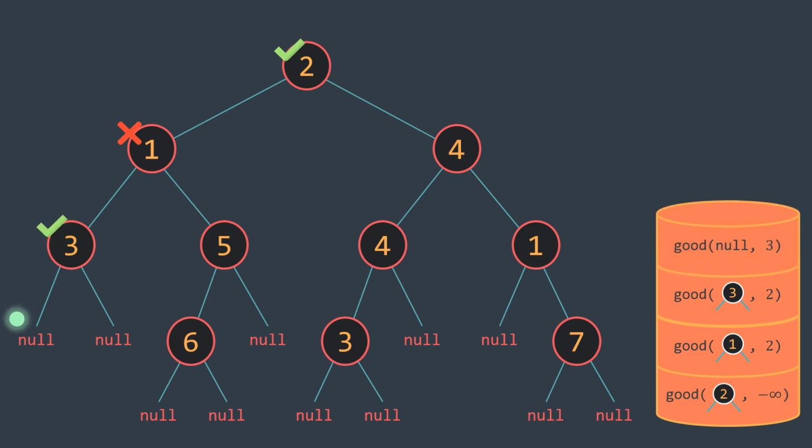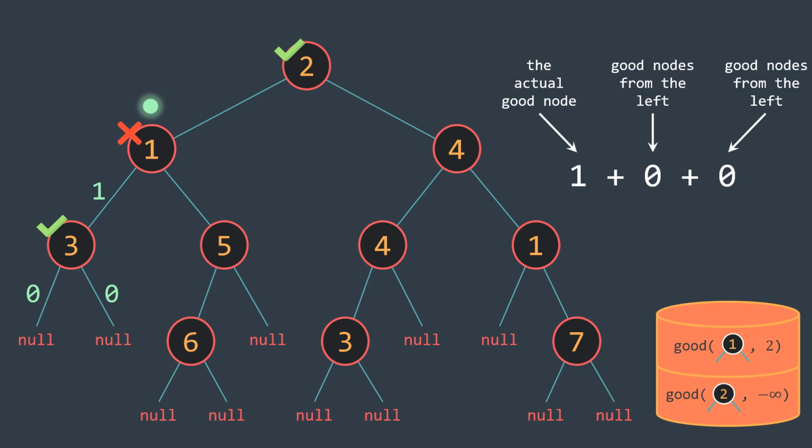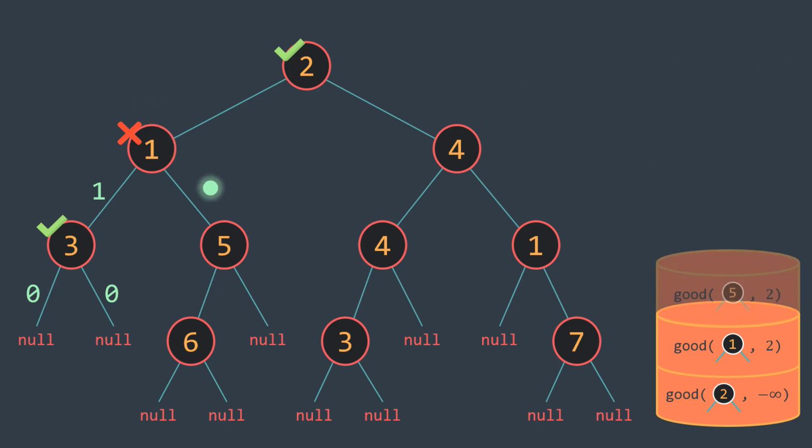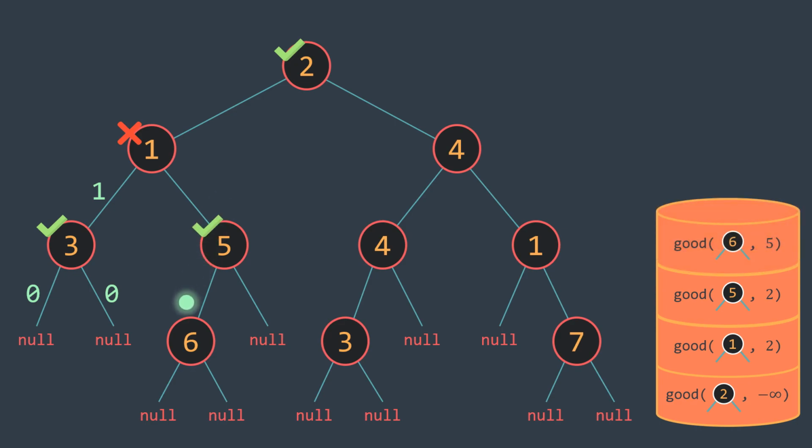From the left, we have null, which is the base case, so we directly return 0. From the right, same thing, we return 0. Now we got the number of good nodes from both sides and the actual node is good, so we return 1 plus 0 plus 0, which is 1. Now we go to the right, 2 is not greater than 5, so this one is a good node. From the left, the max became 5 but is not greater than 6, so we have a good node.